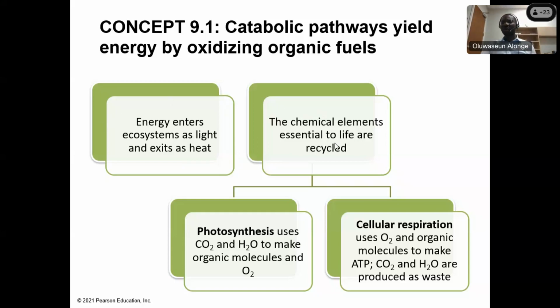Now, the chemical elements essential to life are recycled. Photosynthesis uses the CO2 that you breathe out and water to make organic molecules, and plants breathe out oxygen, which is their waste product. Then you take in the oxygen they breathe out and the organic molecules they make, and you use them to make ATP. Then you breathe out CO2, and the CO2 and H2O will be used again by plants, and the cycle continues.